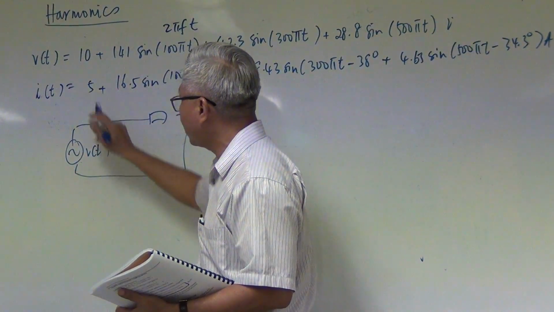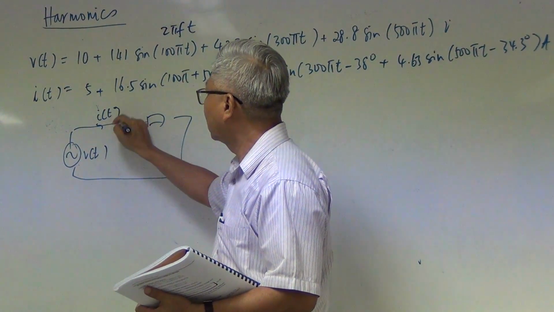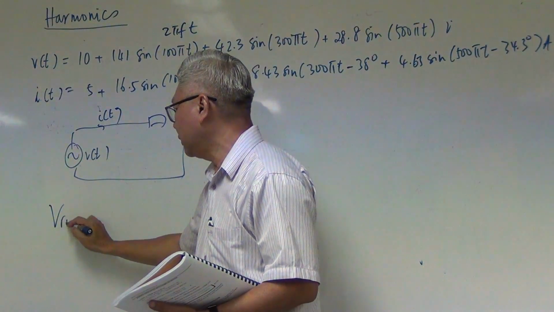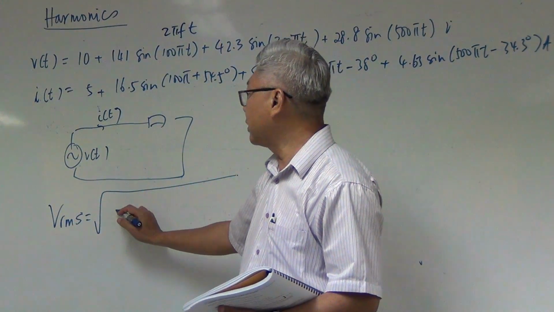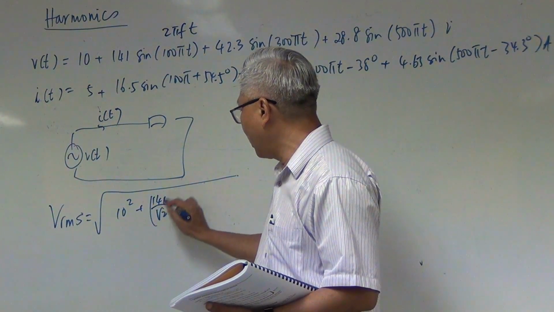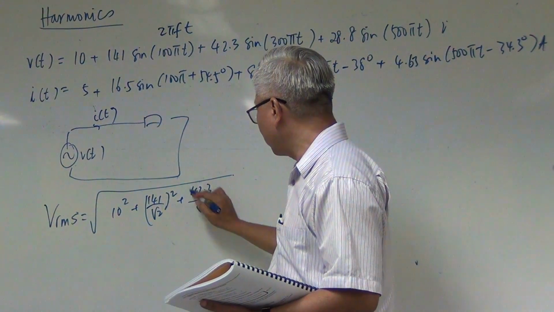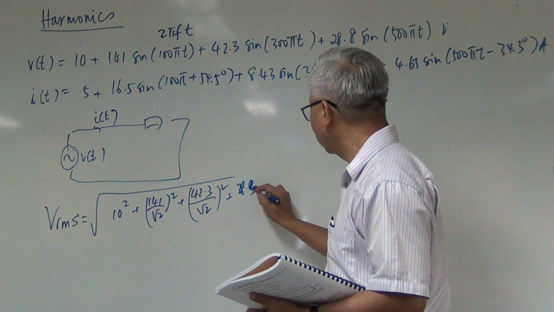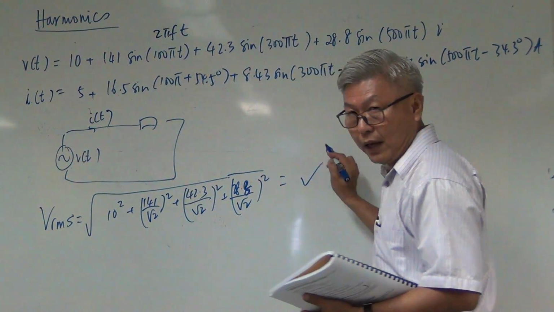And this is my voltage. And this is my current. Okay, we are able to calculate the VRMS already. We know how to do it, which is equal to 10 squared plus (141 divided by square root 2) squared plus (42.3 divided by square root 2) squared plus (28.8 divided by square root 2) squared. Okay, so we got the value.